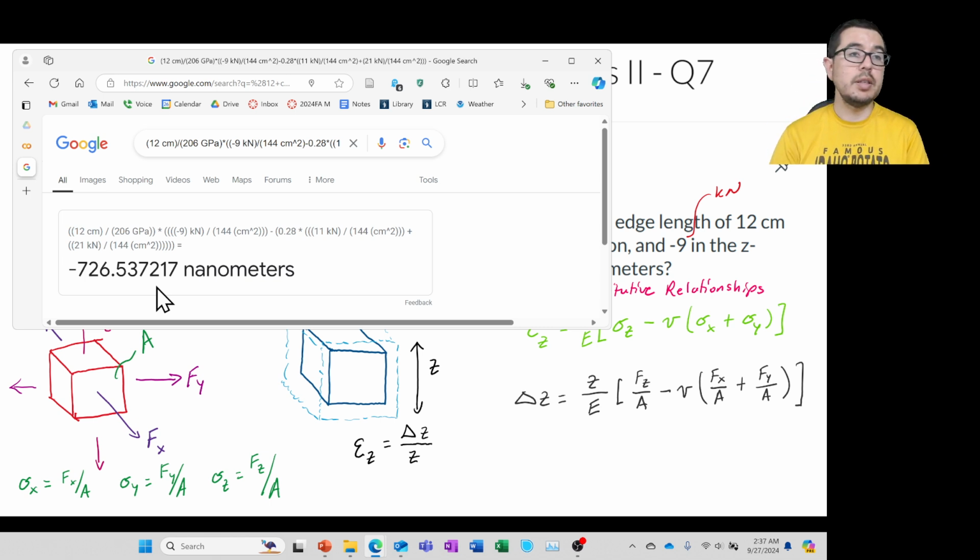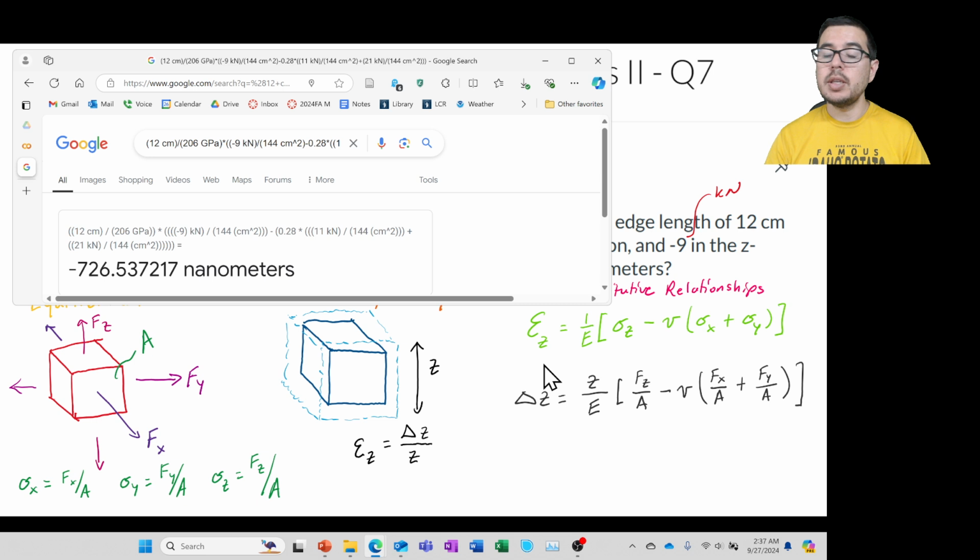I hope you find this example helpful. It's a demonstration of how the Poisson ratio interacts with stresses in orthogonal directions to the direction that we're interested in analyzing, so the z direction. Using this constitutive relationship, we can figure out what the strain is, and then if we know the initial length, we can figure out what the change in length would be.